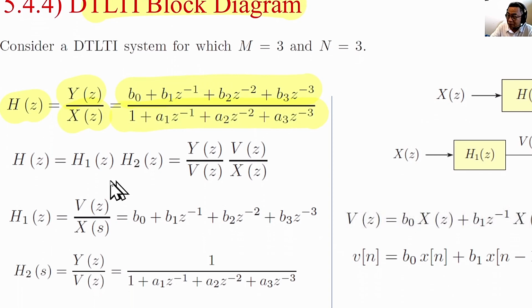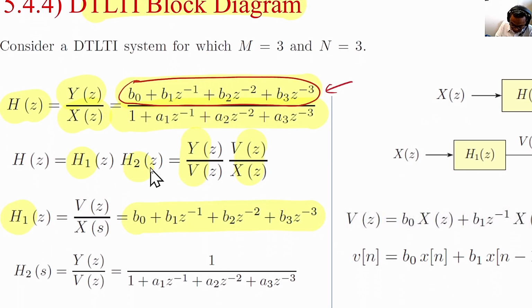Once we are in this form, we can break H(z) into any parts we want. We can factorize it into any part we want. In this example, we have factorized this rational function into H1(z) and H2(z). Let H1 be Y over V and let H2 be V over X. H1 is up to us, but in this example we're only dealing with the numerator parts, while in H2(z) we're dealing with the denominator part.